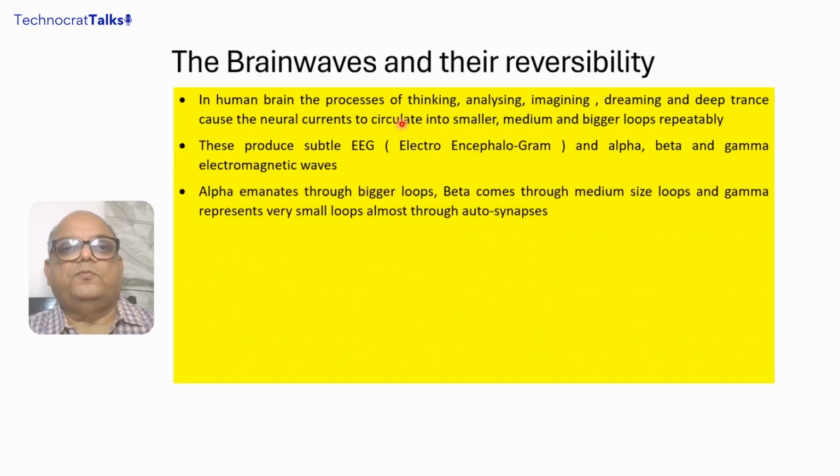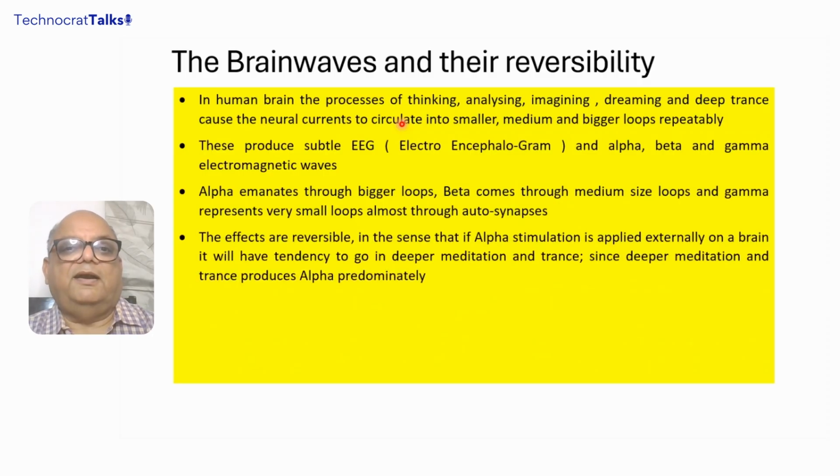The alpha waves emanate through the bigger circulating loops, that is, when the neural currents are circulating in a bigger loop. Beta is in the medium sized loop, and gamma represents very small loops, almost like an autosynapse carrying the feedback back to the same neuron. So alpha, beta, gamma, these voltages can be recorded from the human brain when it is functional, and these effects are interestingly reversible.